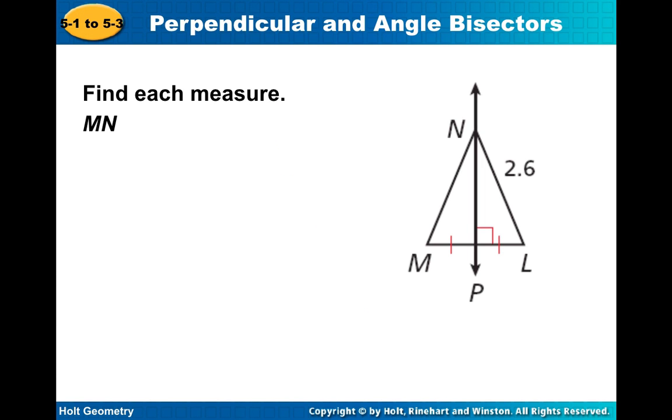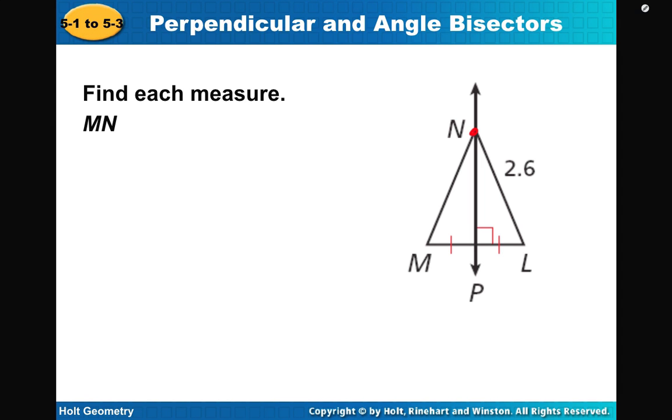So let's see if we can apply that theorem. Okay, as you look at this picture, notice you do have the right angle and the segments are marked equal. So PN, that line is a perpendicular bisector. So now the theorem, look back at the wording. If you have a perpendicular bisector, a point that's on it, like N, it says N is equidistant from the endpoints of the segment. So if it's 2.6 to endpoint L, then it's going to be 2.6 to endpoint M. So the length of MN would be 2.6 also.